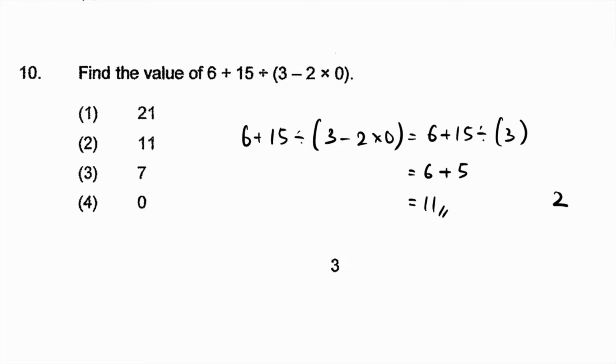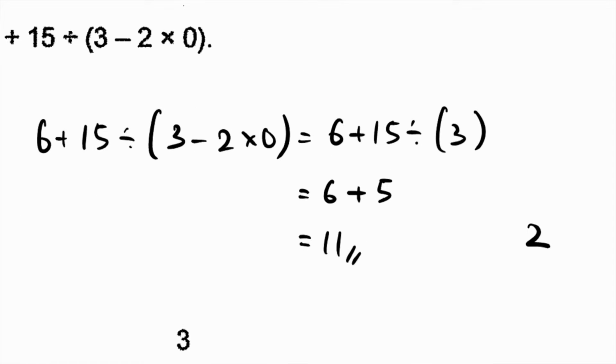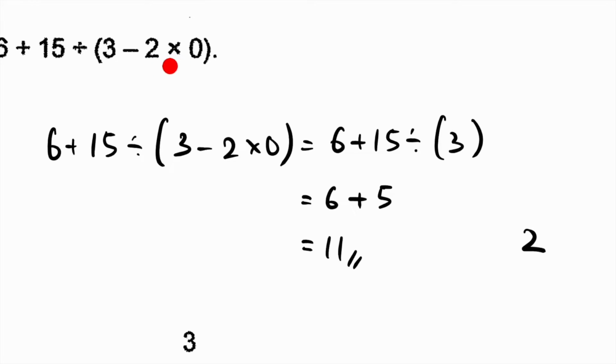Question 10, order of operations. As you know, we have to work out whatever is in the parentheses first. And here we go. We have 2 times 0, multiplication done first. So that's 0 right there, leaving behind 3 minus 0, which gives us 3.